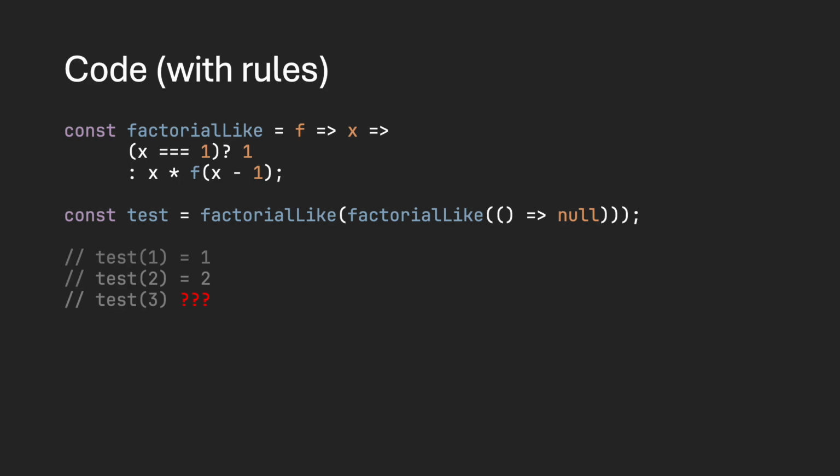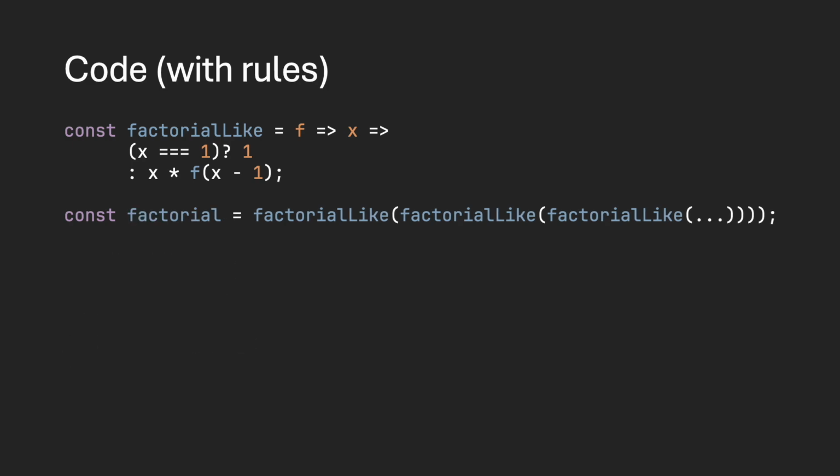In order to fix this, we could consider making an infinite stack of these factorial-like functions. This will let our function work for test of 3 and for all test values afterwards. Now, our test function really is the factorial function that we've been looking for. In fact, since it is infinitely recursive, we notice that we contain this infinite stack of factorial-likes inside our first factorial-like. So factorial really is the factorial-like function applied to itself.